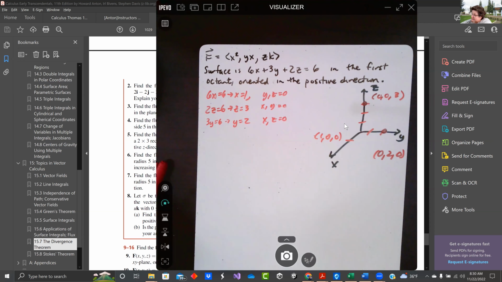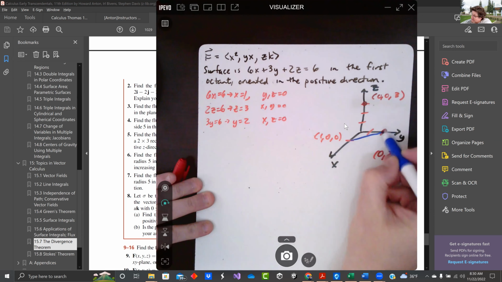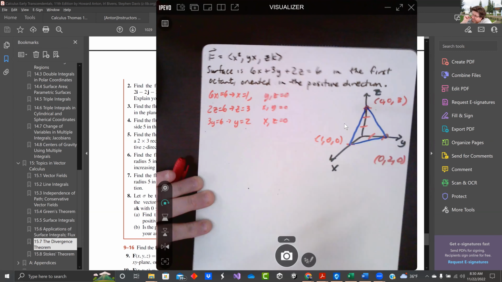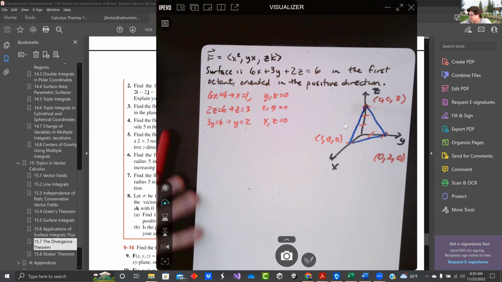So my surface is something like that. Yeah, planes are probably the easiest thing to draw in 3D. All you have to draw is the triangle. And it's in the first octant, so that's actually the full surface. That is the full surface.